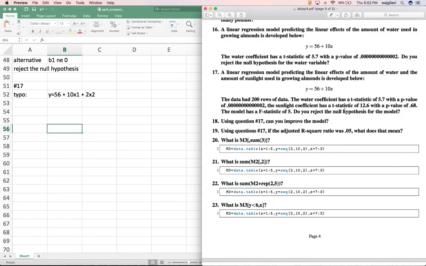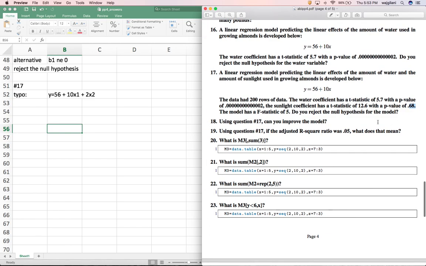The water coefficient has a t-statistic of 5.7 with a p-value of 0.002, just like we did above. The sunlight coefficient has a t-statistic of 12.6 with a p-value of 0.68. This number seems a little out there to me, because that 12.6 doesn't usually jive with 0.68, but let's just go with it. The focus here is on the p-value 0.68. For the exam, I'll have numbers that are more coherent between the t-statistic and the p-value, but focus on the p-value being 0.68.